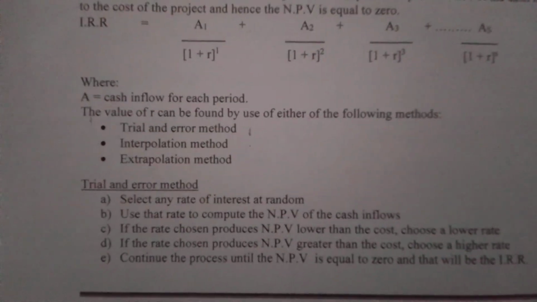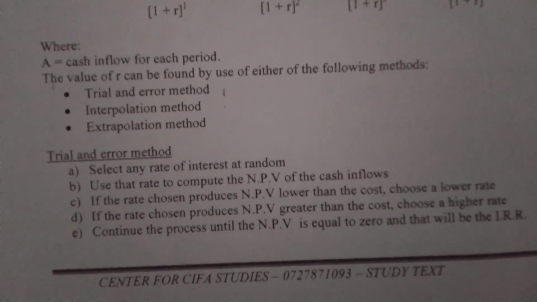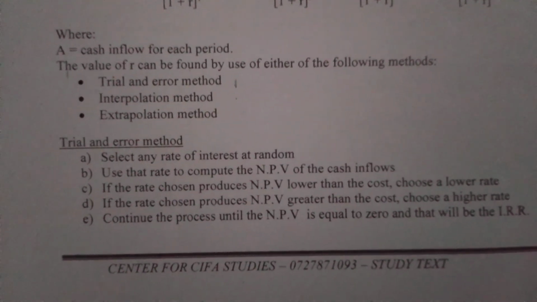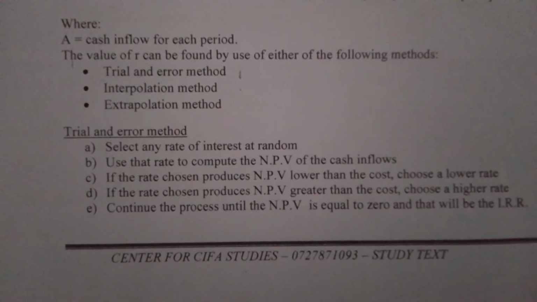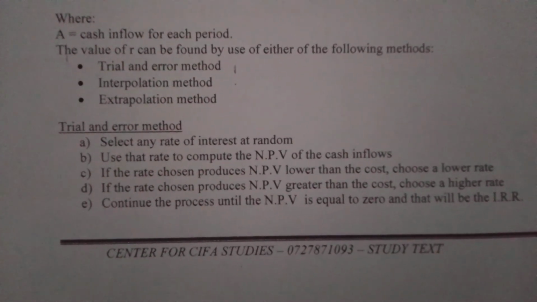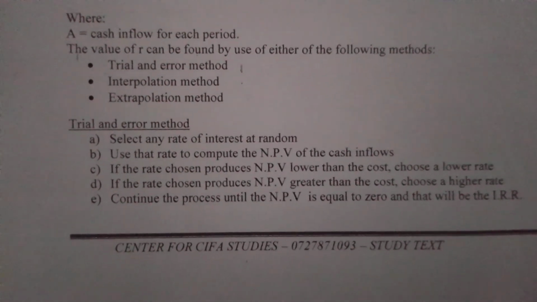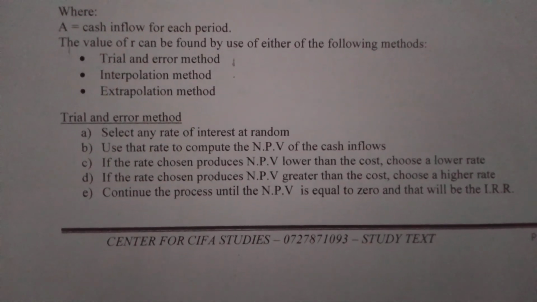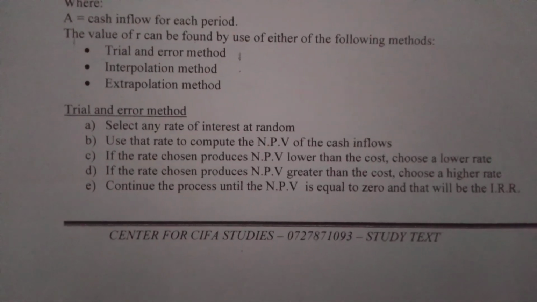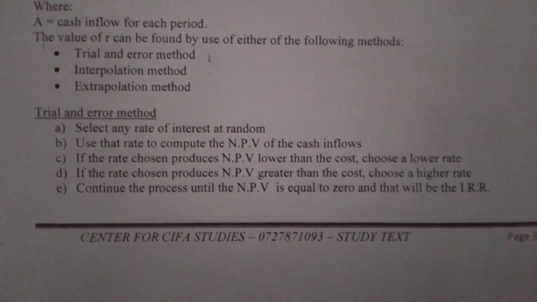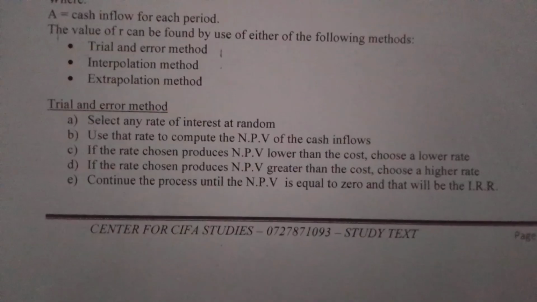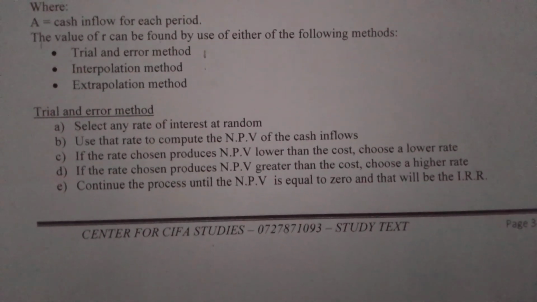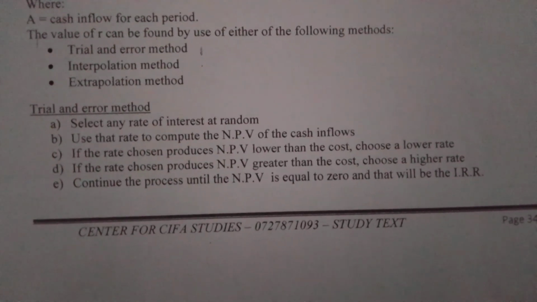So our steps are there for trial and error. You select any rate of interest at random. Take any rate, can be 15% or 7% or 95%. Take any percentage, and then you use that percentage to calculate your net present value. Step number 2, use that rate to compute the net present value of the cash inflows. Remember, this is a trial and error method or the interpolation method.